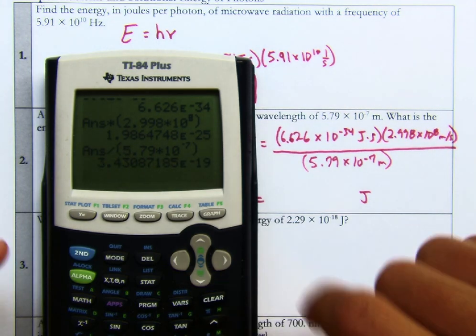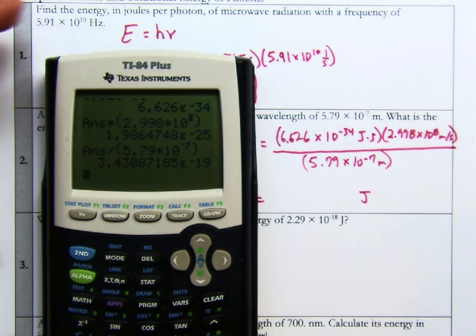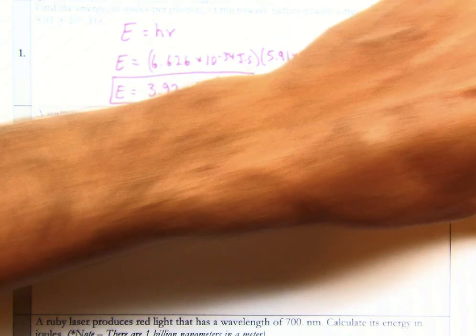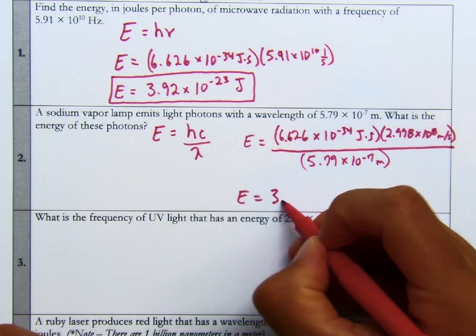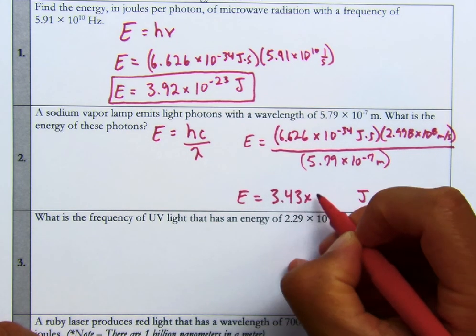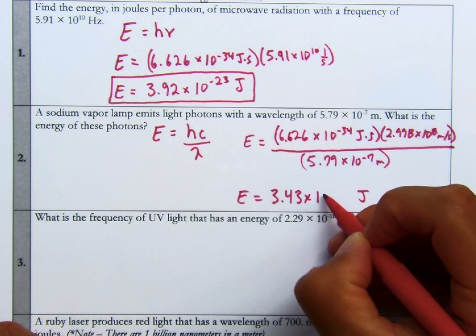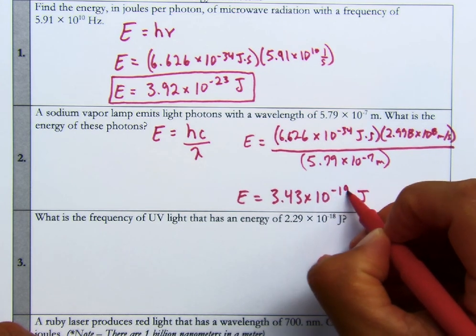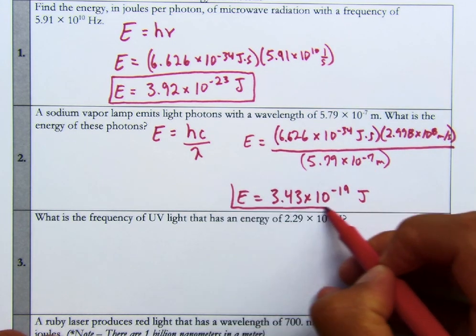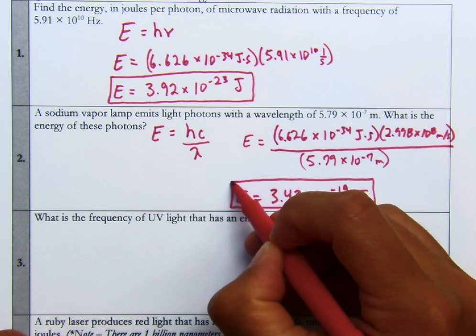And the value I get going to 3 sig figs is 3.43 times 10 to the negative 19 joules. And that's joules per photon.